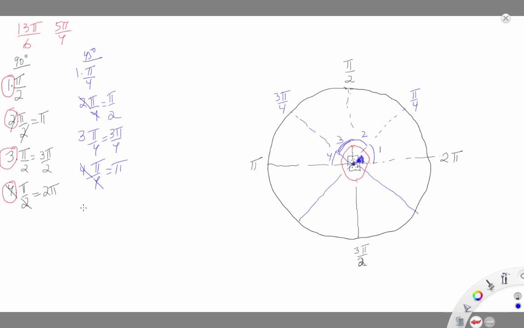Then I can keep going, and I get 5 pi over 4. I cannot simplify it, so I'm just going to write it here. Then 6 pi over 4, I can simplify that, and I get 3 pi over 2, which I already wrote in. I go another 45 degrees over here, and I get 7 pi over 4, nothing to simplify, so I'm just going to write it in. And finally, the last 45 degrees bring me to 8 pi over 4, which simplified becomes 2 pi.